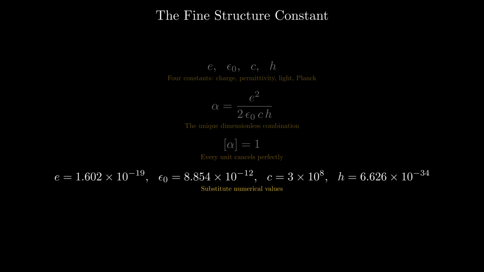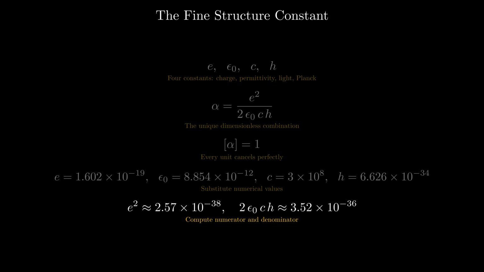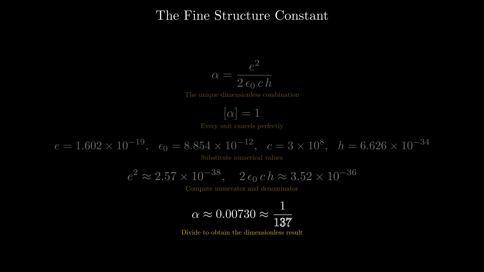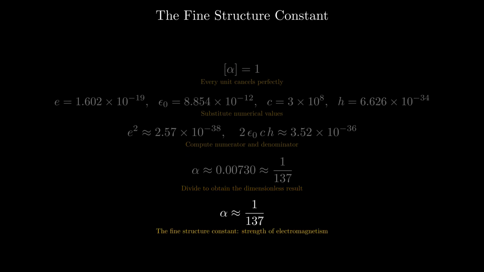Now plug in the values. e is about 1.602 times 10 to the minus 19. Epsilon naught is about 8.85 times 10 to the minus 12. c is 3 times 10 to the 8th, and h is about 6.63 times 10 to the minus 34. Working it through, the numerator e squared is about 2.57 times 10 to the minus 38, and the denominator is about 3.52 times 10 to the minus 36. Dividing gives about 0.0073, which is very close to 1 over 137. This is the fine structure constant, alpha, the strength of electromagnetism.